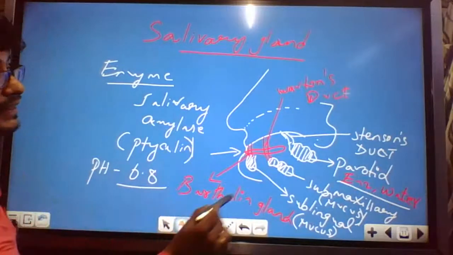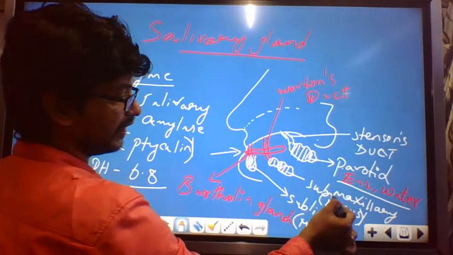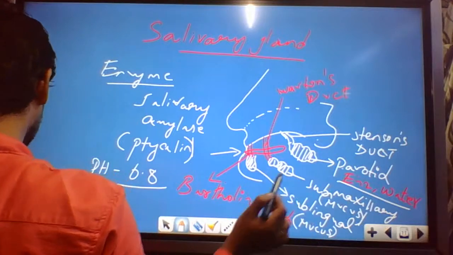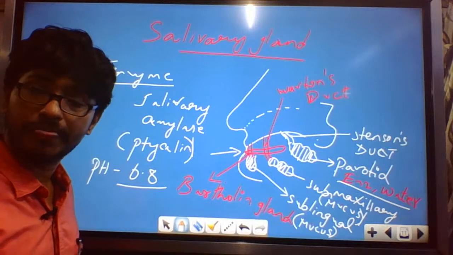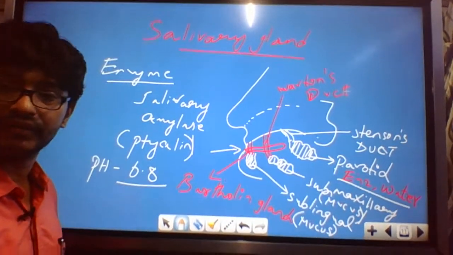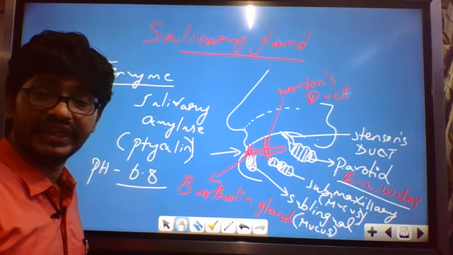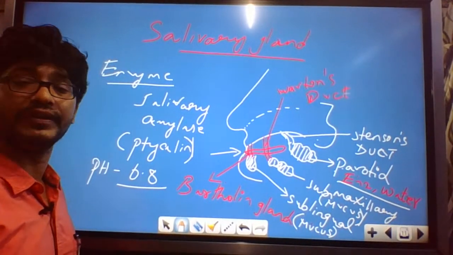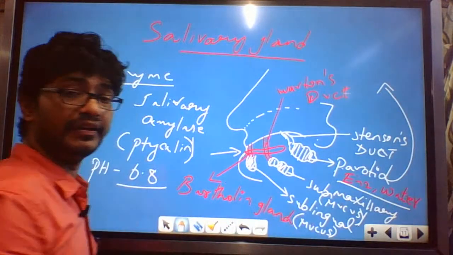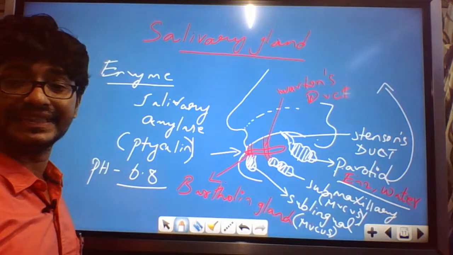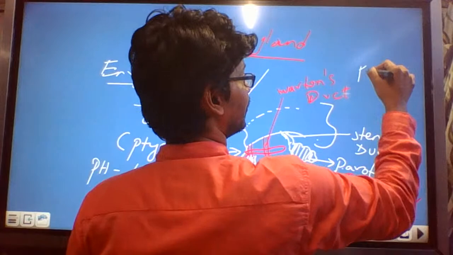So this salivary amylase is secreted by the glands like the parotid gland, submaxillary gland, and sublingual gland. And one more thing, the parotid glands sometimes get infections. What is the name of the disease? The parotid gland, when it gets infected and inflamed, the viral disease is called mumps.